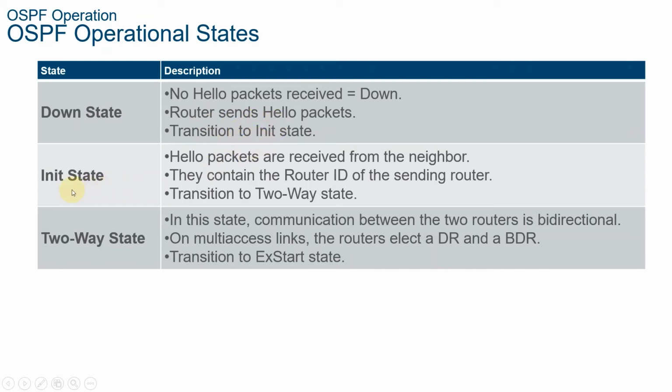Now in the init state, hello packets are received from the neighbor router, and they contain the router ID of the sending router. Then it transitions to the next state, which is the two-way state. In the two-way state, communication between the two routers is bidirectional. On multi-access links, the routers elect the DR and BDR. Afterwards, it transitions to the ExStart state.